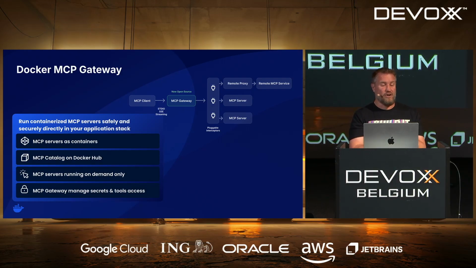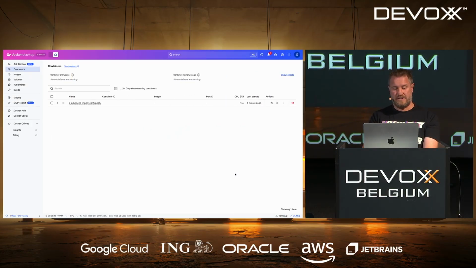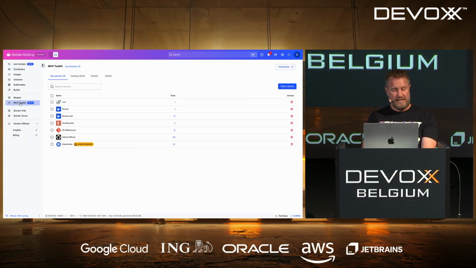Okay, and the MCP gateway manages the secrets and the tool access for you. I mean, it allows you to manage the secrets and the tool access. So, what is it first? Inside Docker Desktop, there is the MCP Toolkit available there. So you can see the list of the MCP servers.